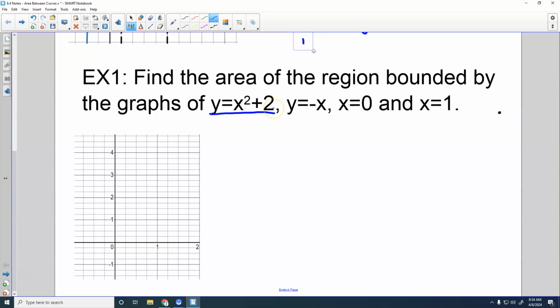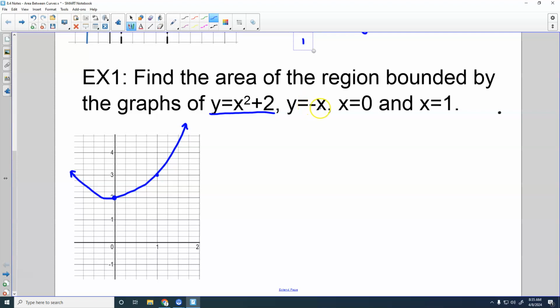So y equals x squared plus 2. What does that look like? Parabola up 2. So it's going to have a y-intercept right here. If I plug in 1, 1 squared plus 2 is 3. That'll be here. If I plug in 2, 2 squared plus 2 is 6. It's going to go off of the graph here. So we're going to have something like this right here.